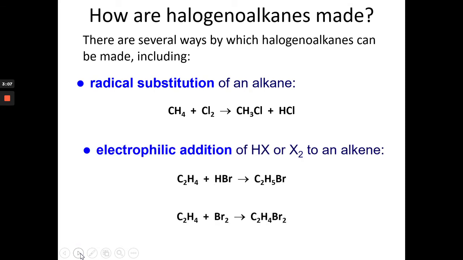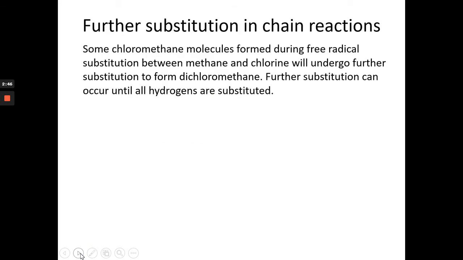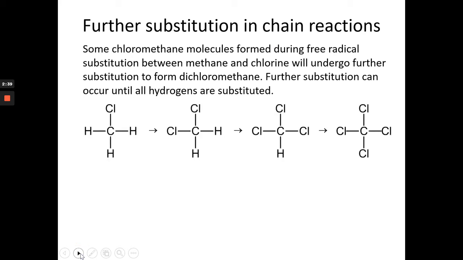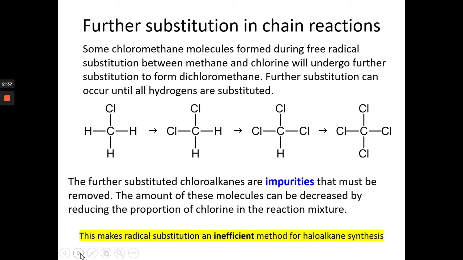So with electrophilic addition, if you use just a hydrogen halide, you get a monosubstituted product, in other words, a haloalkane with one halogen attached. And if you use a halogen molecule, because the halogen molecule is diatomic, you get a dihaloalkane. The problem with radical substitution is you get further substitutions taking place that are a bit out of your control. So this means it's quite an inefficient method for making haloalkanes.